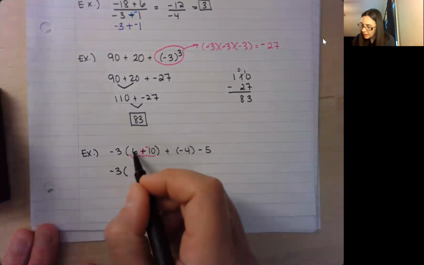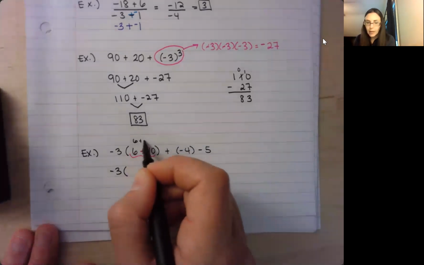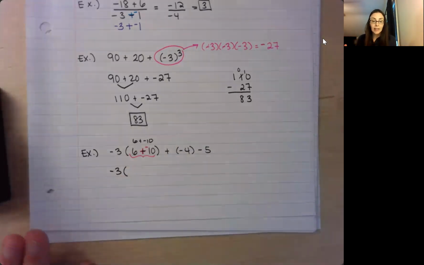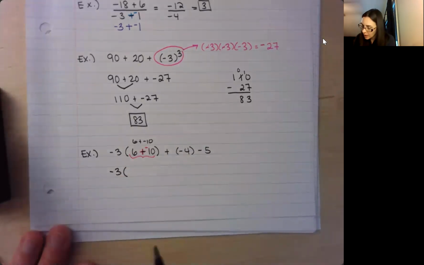Now 6 plus negative, so this is 6 plus negative 10, right? So I have different signs. I'm going to subtract to get 4. I have more negative, so this becomes negative 4.